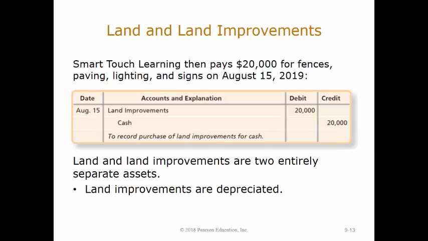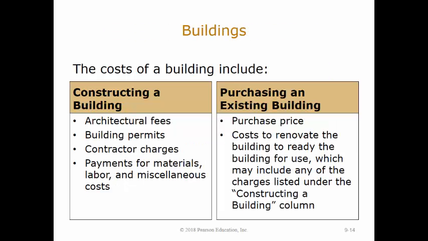Land and land improvements are two entirely separate assets. Recall that land is not depreciated. However, the cost of land improvements is depreciated over the asset's useful life. The cost of a building includes, if you're constructing it, architectural fees, building permits, contractor charges, and payments for materials, labor, and miscellaneous costs.